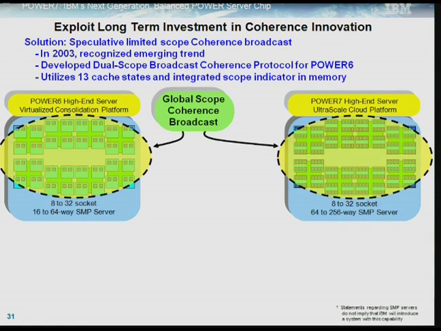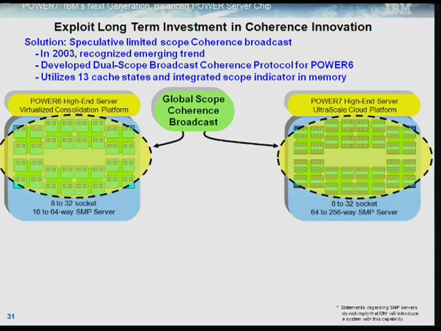And so we developed a dual scope broadcast protocol, very similar to the probe filtering that we heard about earlier, except that we embedded it completely in our cache states. We have 13 cache states, not the 4 or 5 typical ones, but 13 cache states. And we have an integrated scope indicator that lives with every cache line in memory.